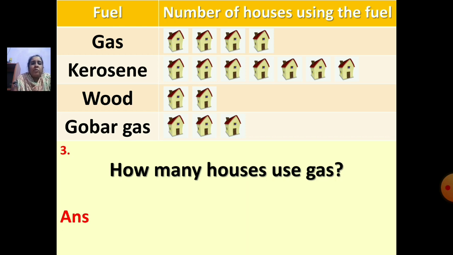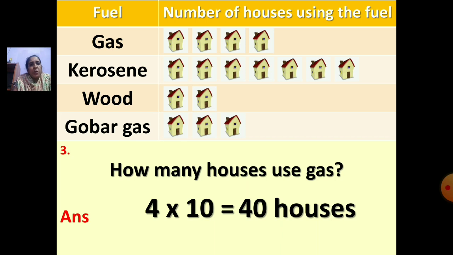So you have to see the fuel gas and the number of houses in front of gas. 1, 2, 3, 4. How many houses are drawn? 4 houses. So now you have to find the number of houses using gas. You will do 4 multiplied by 10 because one house means 10 houses. 4 tens are 40. 40 houses use gas.